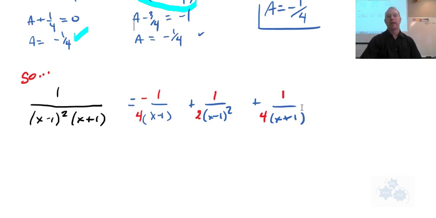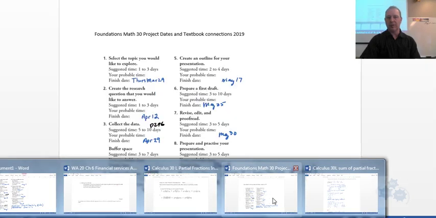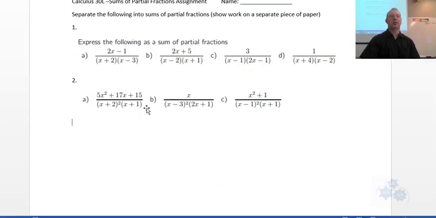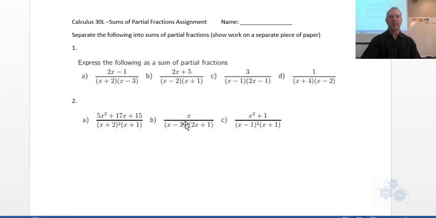All right. So I do have some other questions for you to do as well on that piece of paper. So you can do number 2 as well. And of course these have repeated binomial factors. So now with those 2 lessons, you can do questions 1 and 2. So that's what you can work on now.